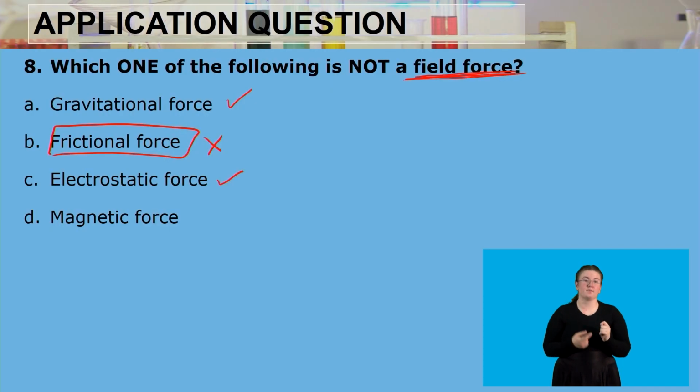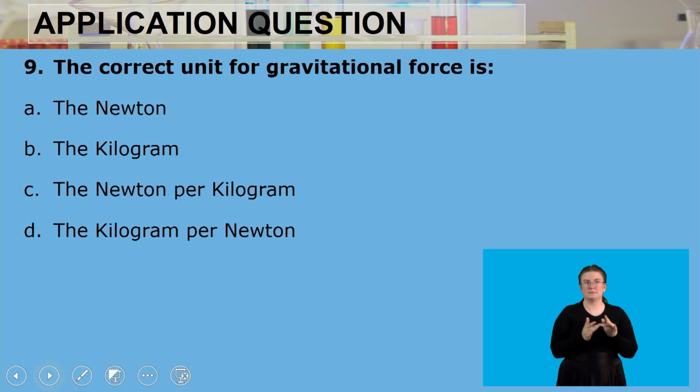Those particles, those electrons and protons, are not touching each other. They are just exerting an electrostatic force between them. So that's also a field force. And a magnetic force is a force a magnet exerts on another object over a distance. So this is also a field force. But a frictional force is the force acting between 2 objects that are in contact with each other.